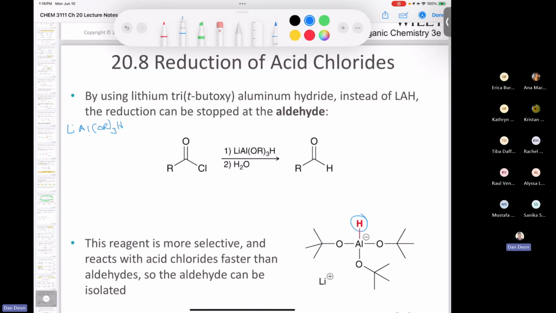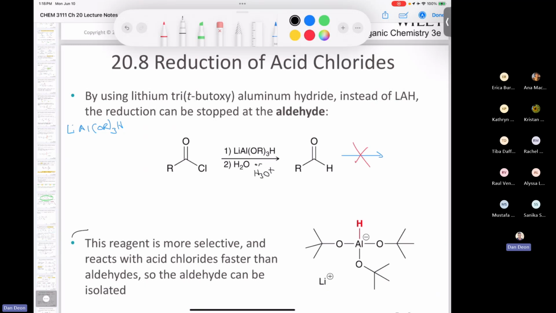So since there's only one hydride ion, it's going to reduce the acid chloride down to the aldehyde, and it stops there. So it reacts no further. So you can put a big X. It's not going to react any further from there. Now in the second step here, I put water. You could also use hydronium. Either one is totally fine, but this is a brand new reagent.